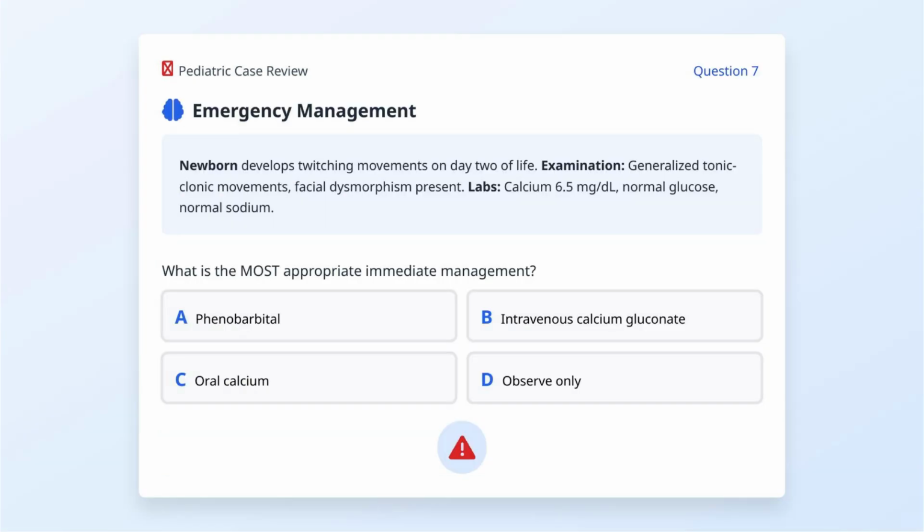A newborn develops twitching movements on day 2 of life. Examination shows generalized tonic-clonic movements and facial dysmorphism. Laboratory results show calcium 6.5 milligrams per deciliter, normal glucose, and normal sodium. What is the most appropriate immediate management? Consider the urgency and severity of presentation.